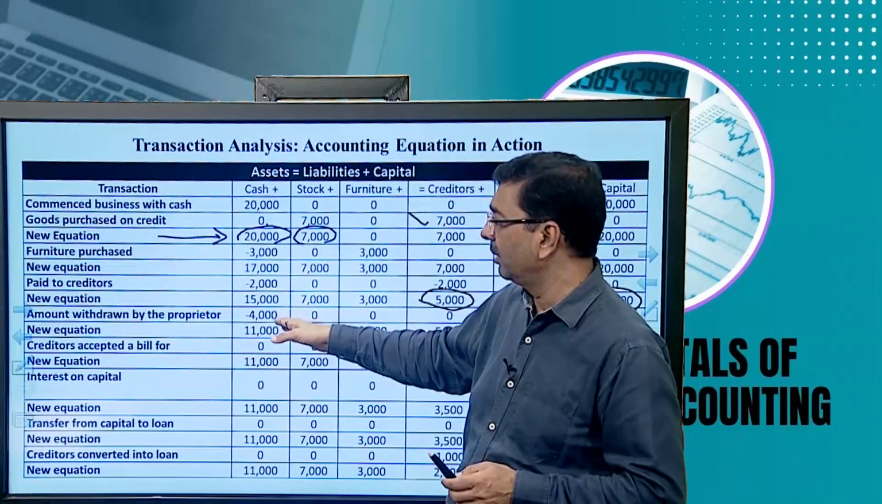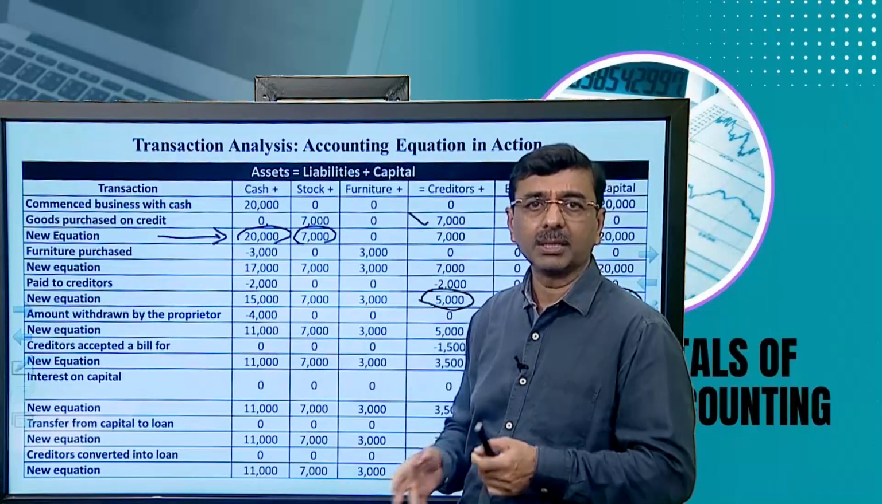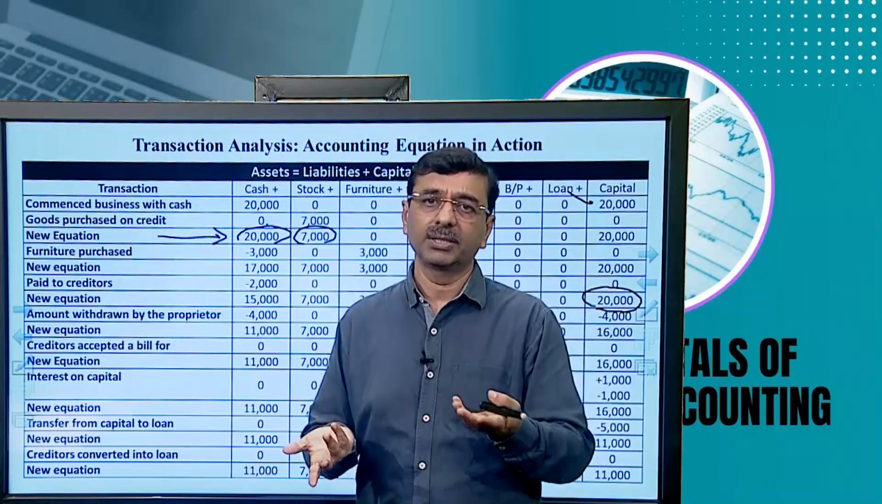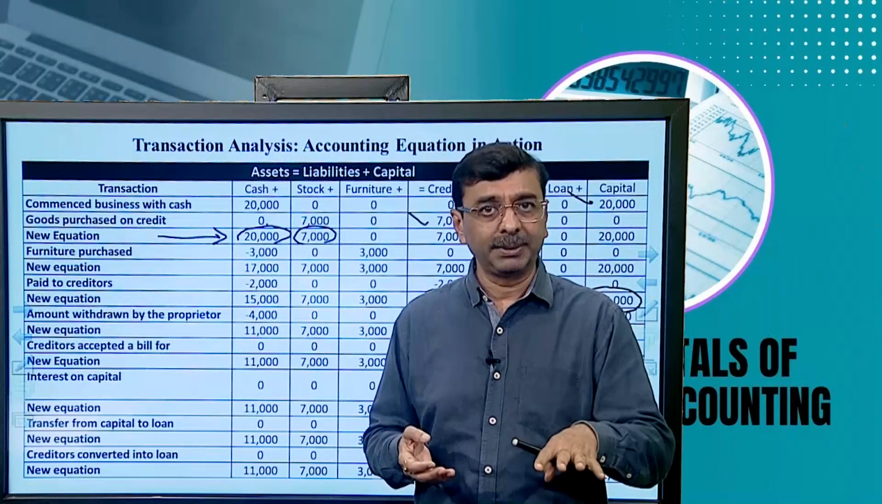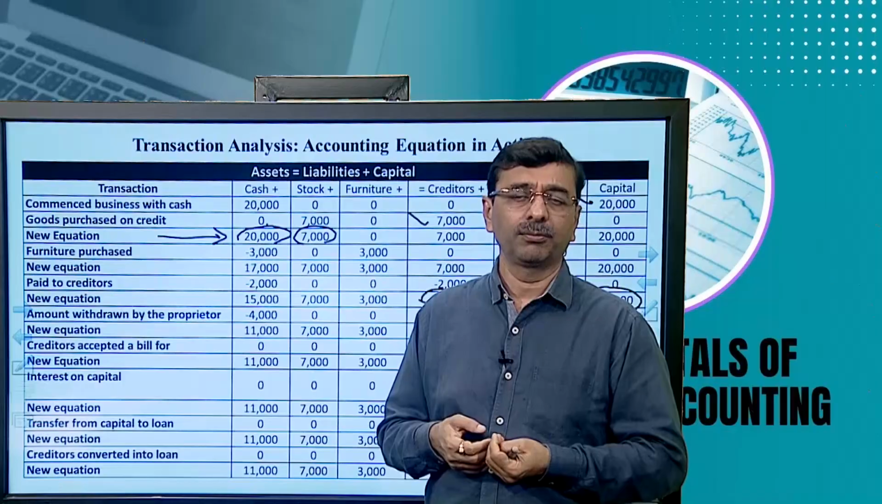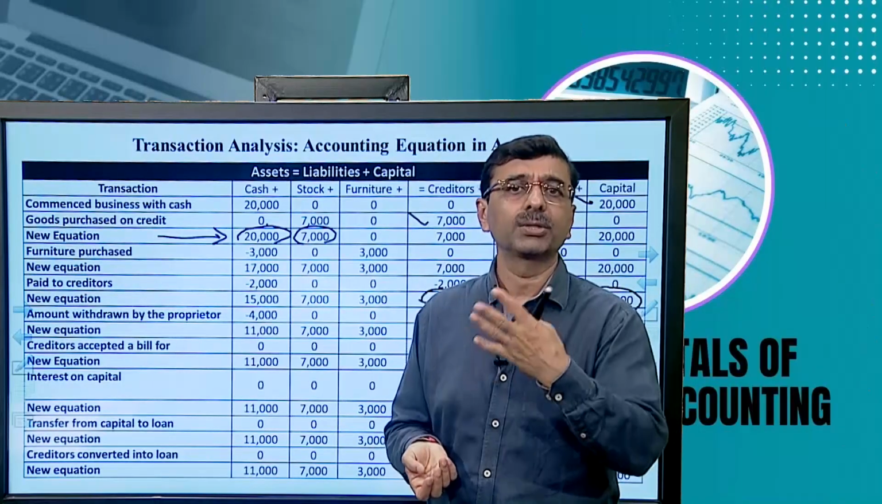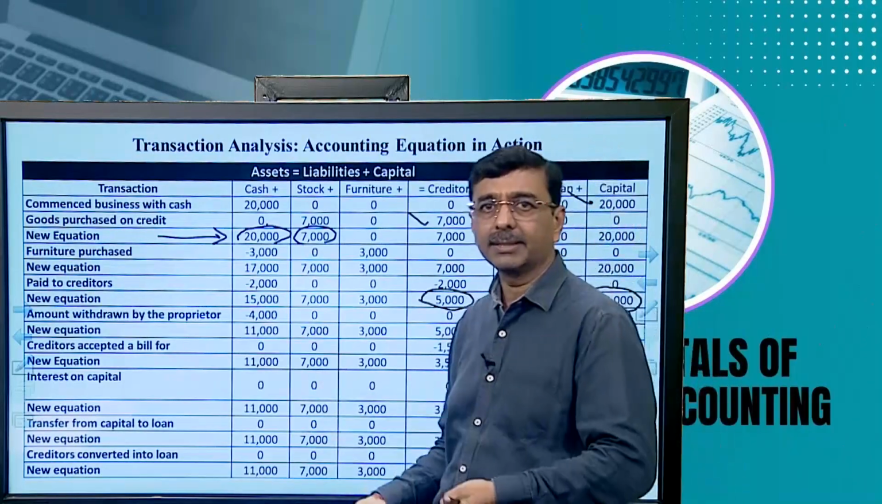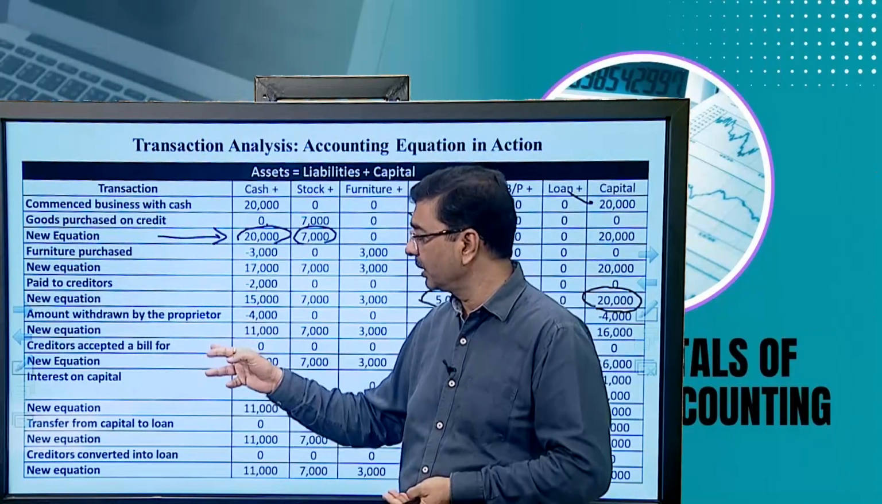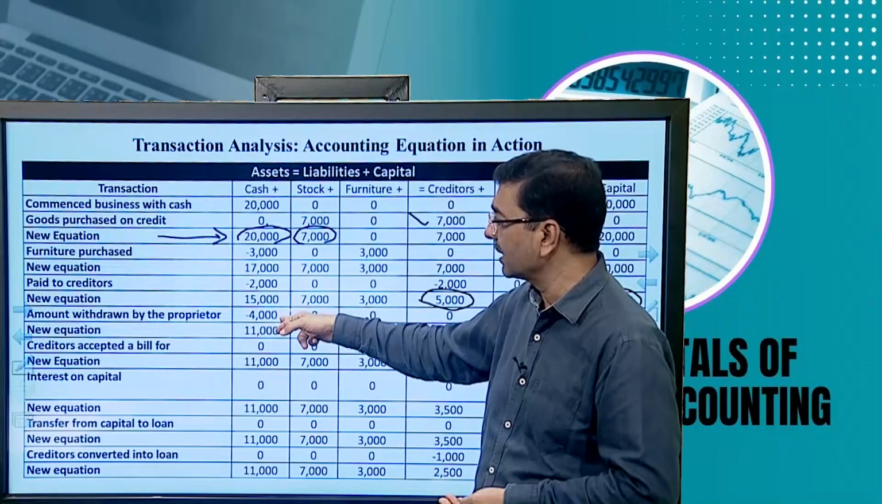Moving to the next transaction, amount withdrawn by the proprietor. How much amount withdrawn? It's 4,000 rupees. It is always considered either a drawing or a reduction of your capital. The amount is withdrawn from the business, so cash goes out and the cash balance is decreasing. When assets decrease, it should be minus. So 4,000 minus from the cash balance.